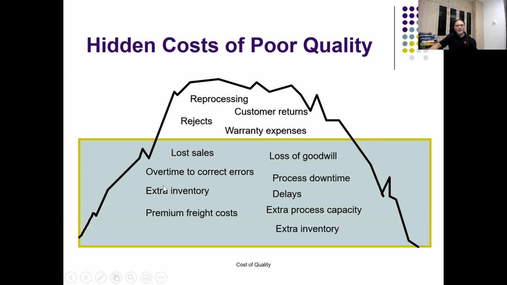So these are the hidden costs of poor quality. This iceberg, I think, is a classic example of many areas in inventory, in cost of poor quality. You can see warranty expenses, customer returns, but you cannot see these delays, process downtime, extra inventory. Because of this poor quality, these are costs. Delays are costs. Some companies, like in Proton, when you have a line shutdown or line stop, the customers will pay for the line stop.